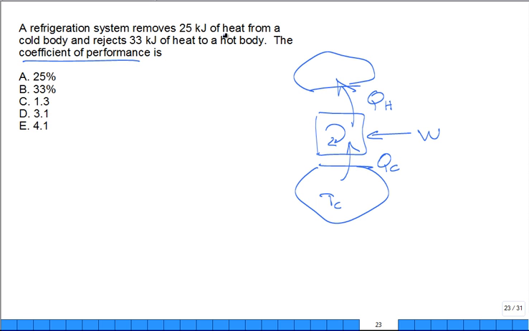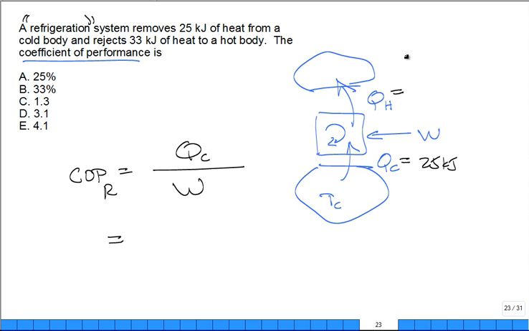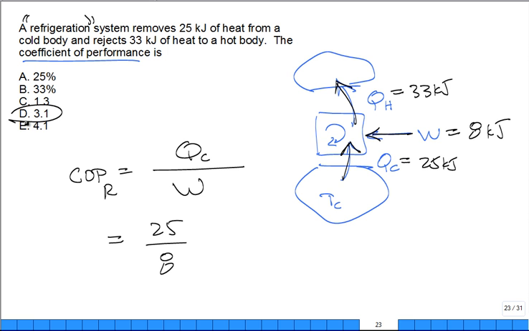So the coefficient of performance, you have to remember, coefficient of performance for a what type of system? Refrigeration system is what I desire. I desire QC over what I have to pay for work. So let's just say that the QC was 25 kilojoules. The QH, that's what's rejected to the hot body, is 33 kilojoules. What's this work? This is an in, only one out. 8 kilojoules. So it's what we desire, 25 divided by 8. There you go. All right.